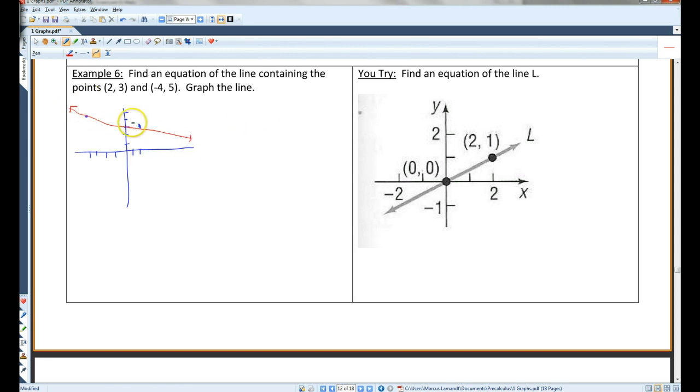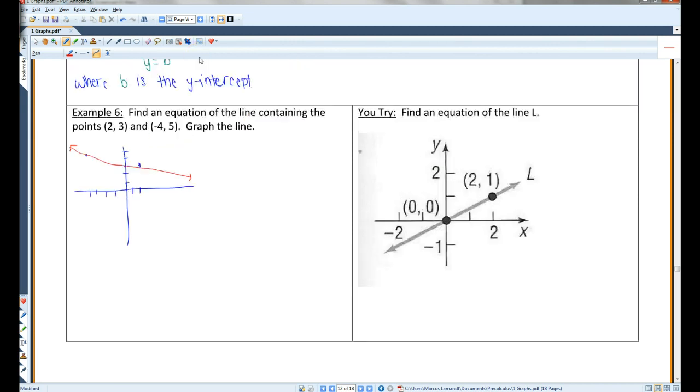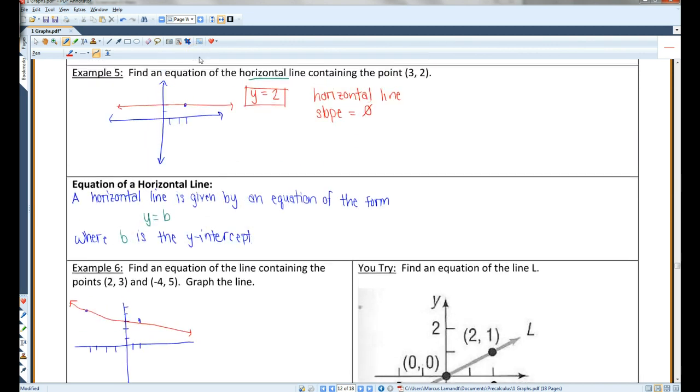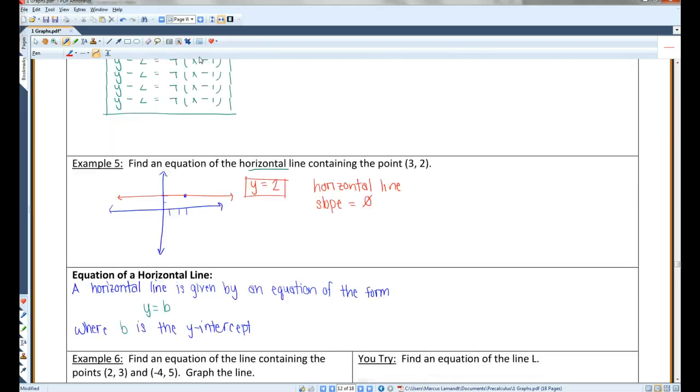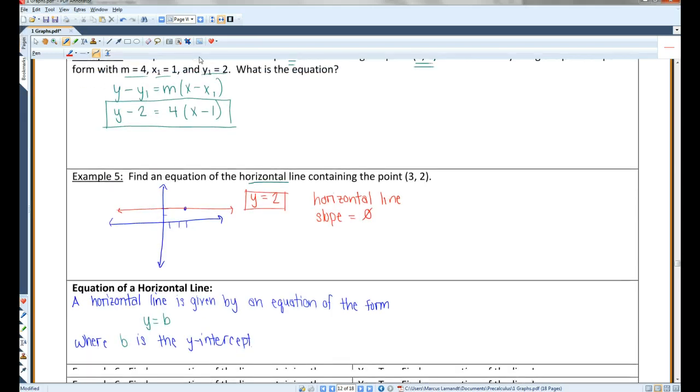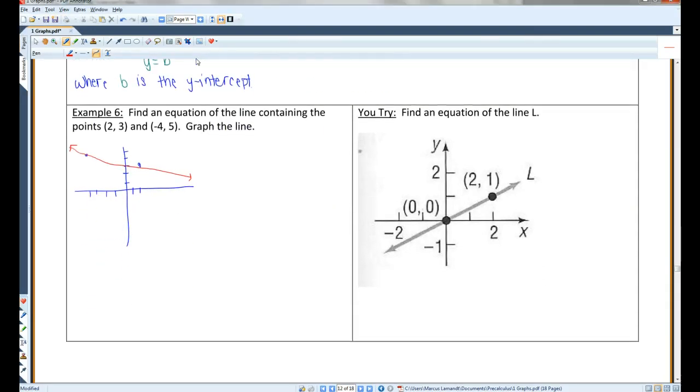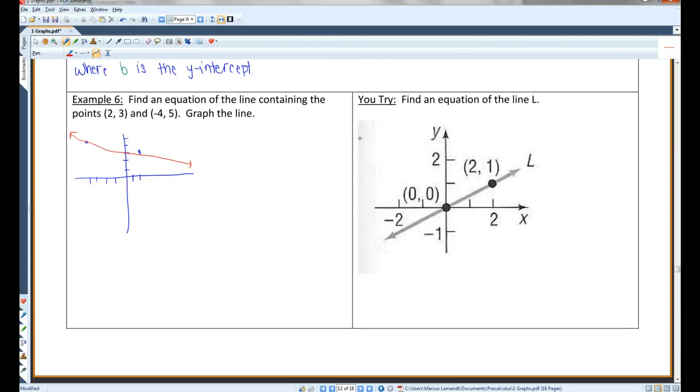Alright, so we're looking for the equation. Let's put the equation, since we just learned point-slope form, we'll use that equation. First thing we need to do is find the slope.